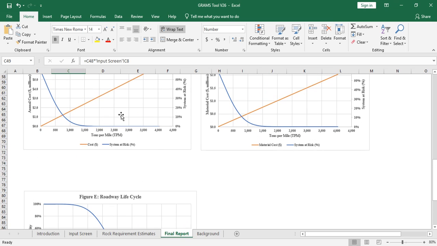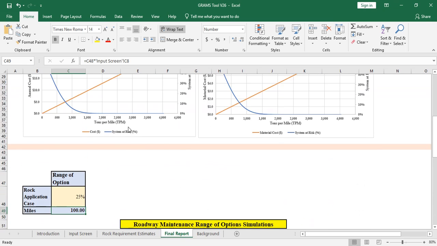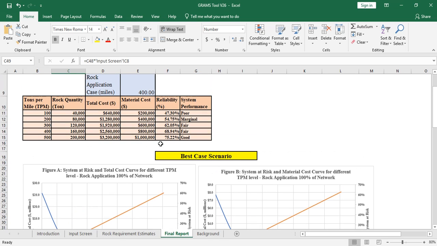And again, this risk or reliability means the 75% reliability means about 25% of the road will have unacceptable performance. For now, this is the overall basic usage guidelines for the GRAMS tool. Thank you for your time.